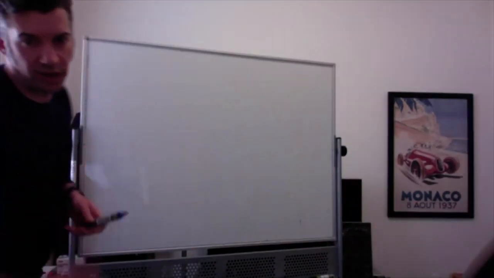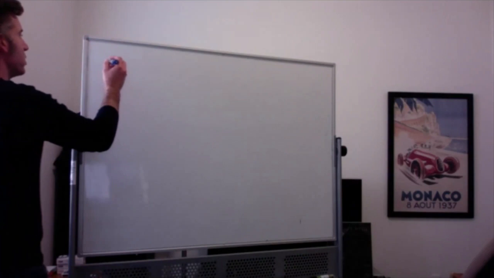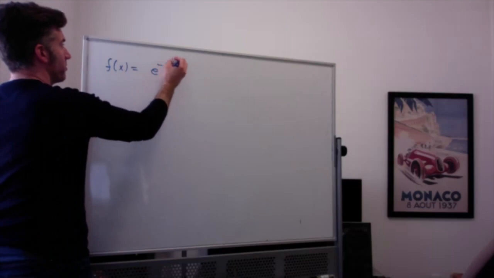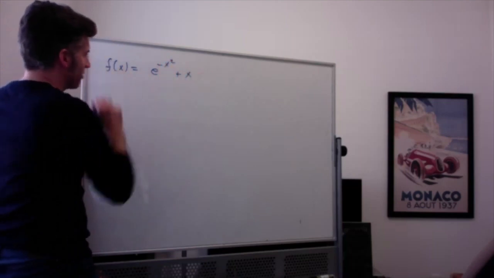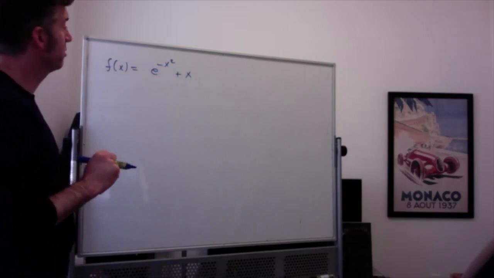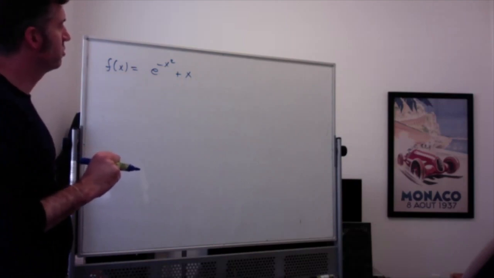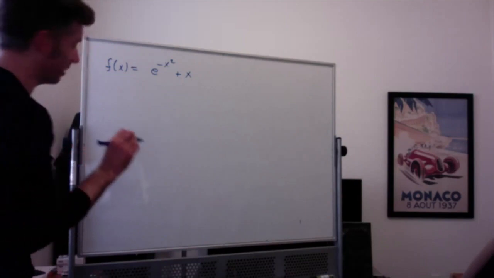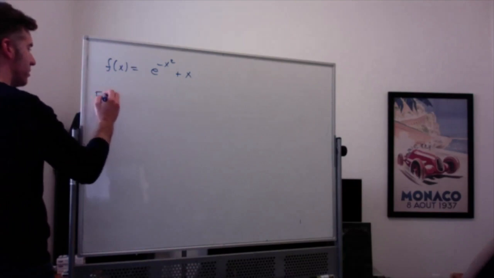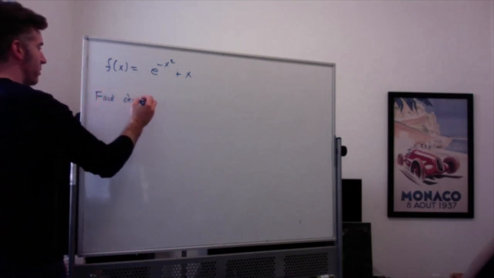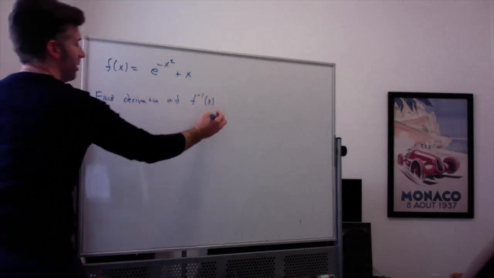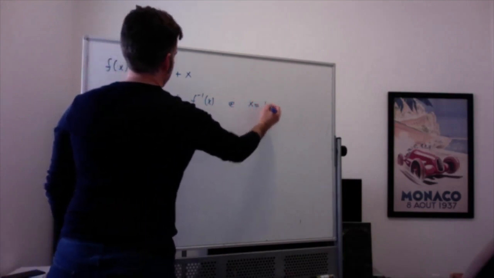So let's say I want to find, what do I got here? Let's say my function is e to the negative x squared plus x, which is probably invertible. I'm not usually going to worry about the invertibleness, really. So I want to find the derivative of the inverse function at x equal to 1.